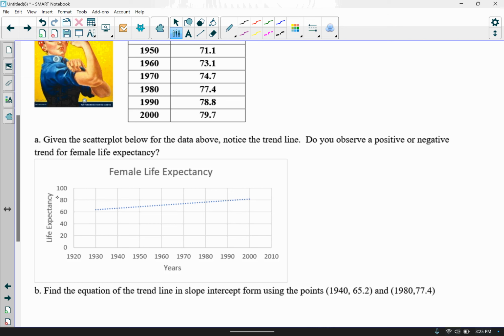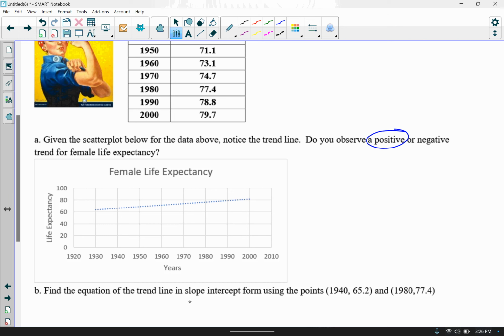They say notice the trend line, and it's asking if you're observing a positive or negative trend for female expectancy. And so if we're reading this graph from left to right, since we are increasing, we would be observing a positive trend. Okay. All right, we'll move on down to letter B then.